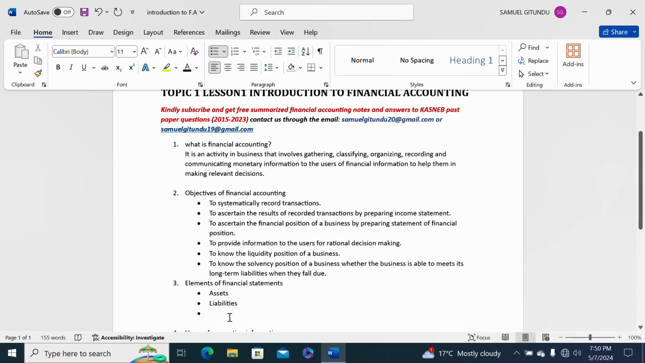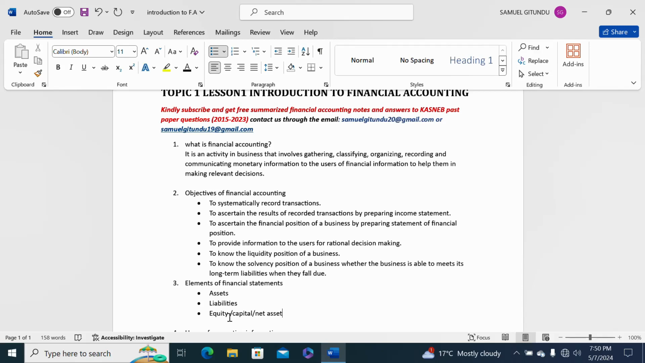Then the third element of financial statement is what we call equity. And equity or capital, it is also called net asset. And equity or capital, this is the resources that are contributed by the owner of the business.